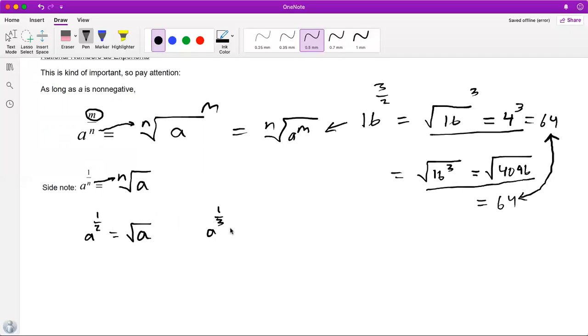A to the 1/3 would be the cube root of a, because again, the denominator becomes the index, and this becomes the power.